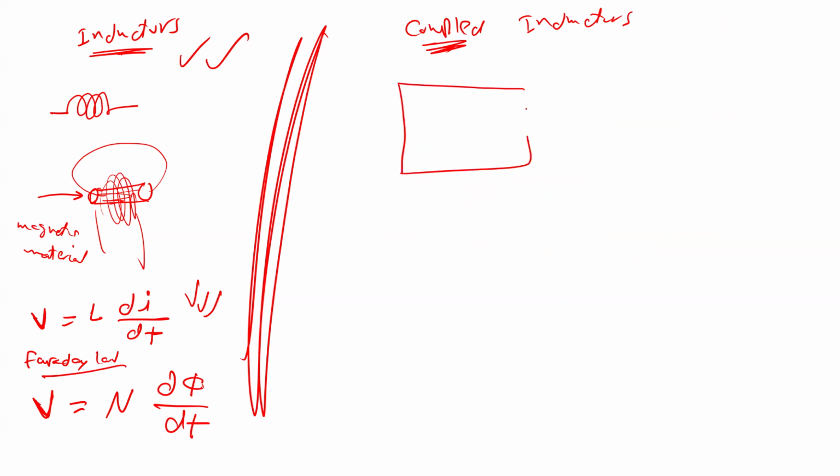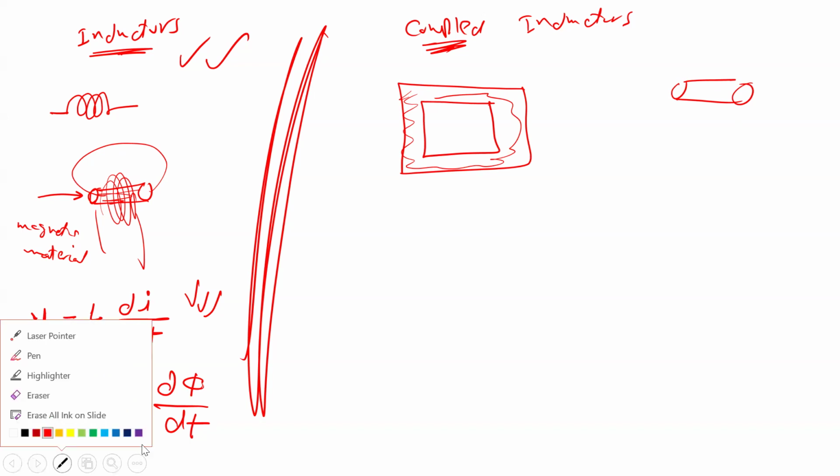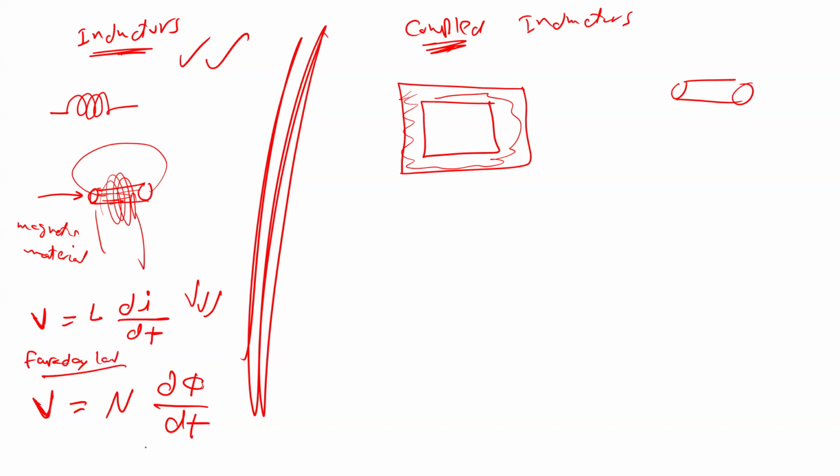I can have a coil this way. So this is the core. This should be made from magnetic material. Instead of it being like that as in the inductor, I will make it this way, and then I will tell you why. And then I can have one inductor this way, and another inductor this way.